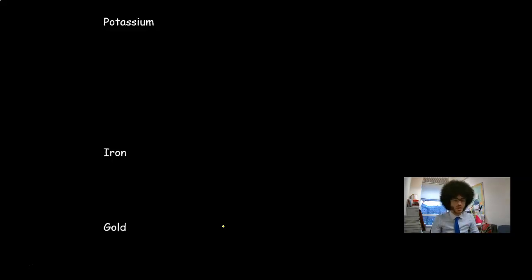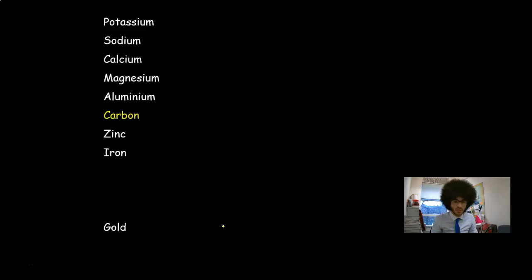And then what I can do is the same thing by looking at the reactivity of lots of other metals, okay? So between potassium and iron, I can fit in sodium, calcium, magnesium, aluminium, carbon, an important element to put in this reactivity series for reasons which you'll find out later in your course, and then zinc. And then between iron and gold, I can put lead, copper, and silver, and then below gold, I can put platinum.